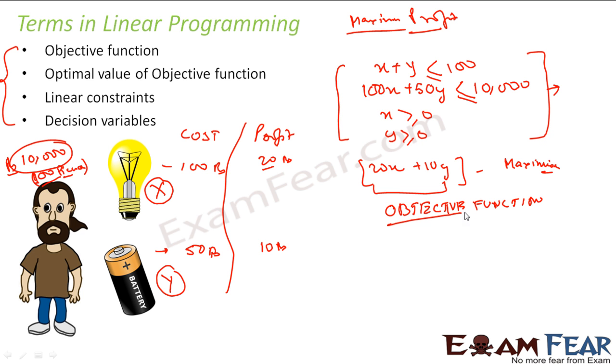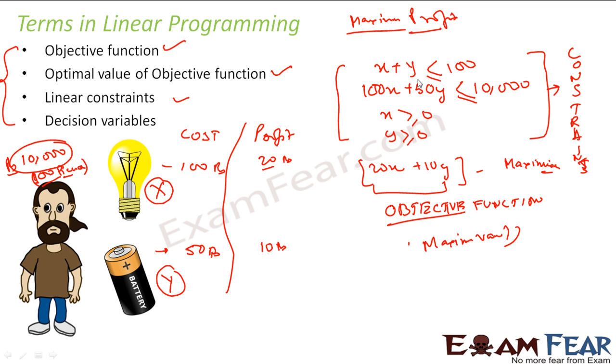Please note, this is my objective function. The optimal value of this function is the maximum value of this function. The maximum value we should get by putting some values of X and Y is the optimal value of this function. Linear constraints are all these equations, right? These are all linear constraints.